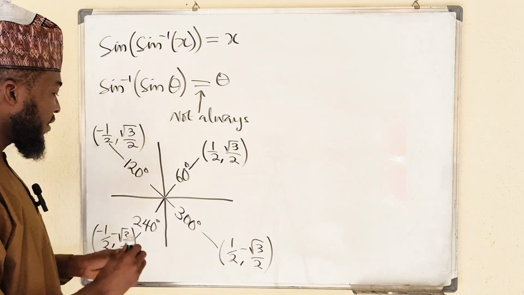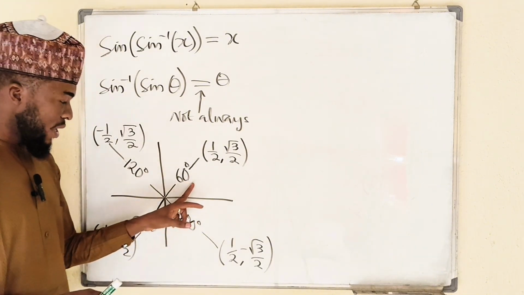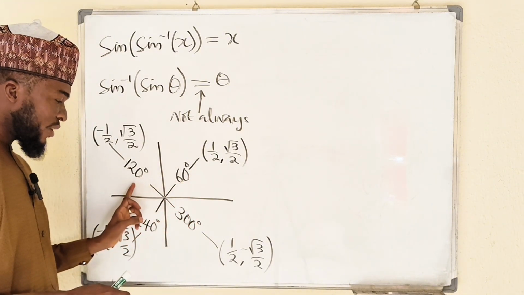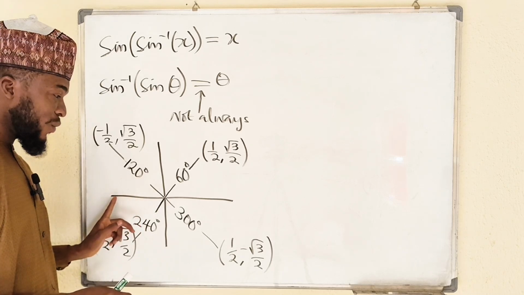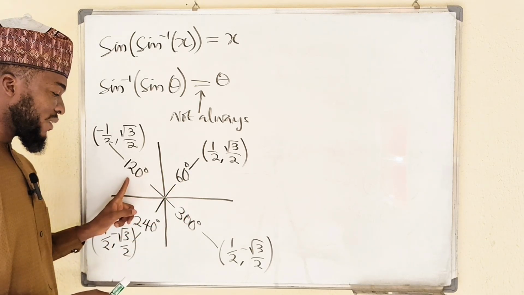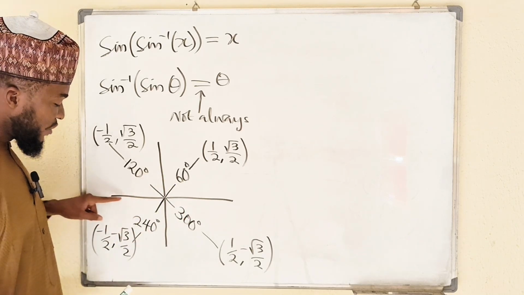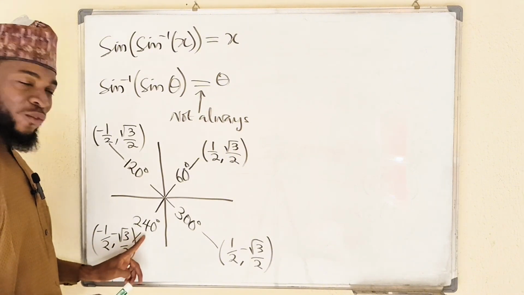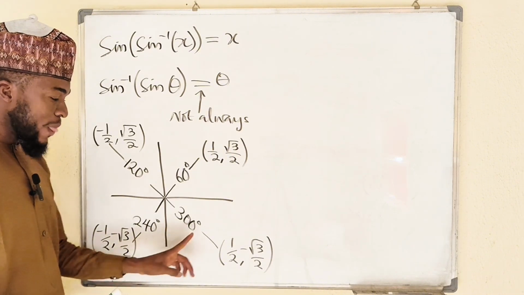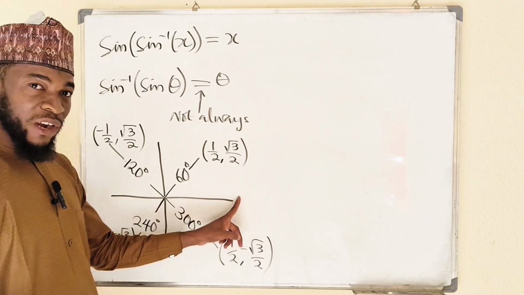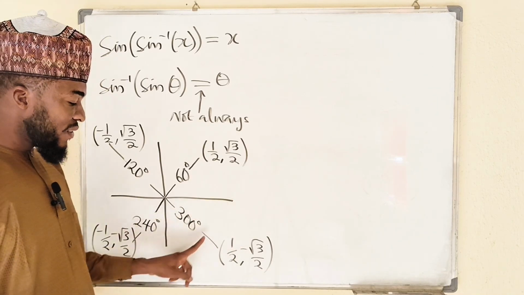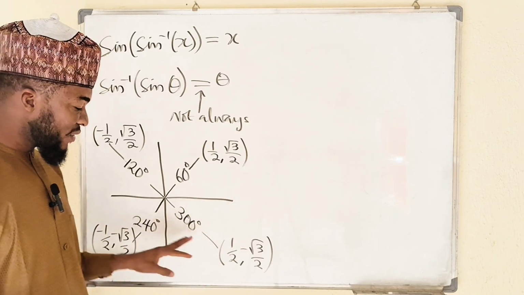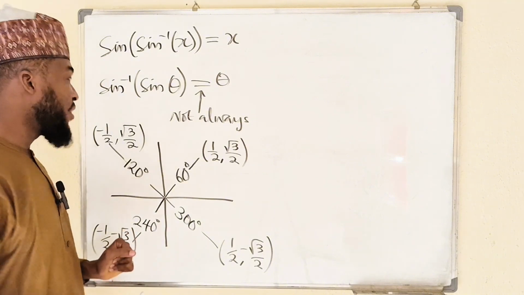How do I find all these angles? I started with this one. I know that in the second quadrant, it will be 60 less than 180. 180 minus 60 will give us 120. In the third quadrant, this is 180 degrees, right? We are adding 60 extra to get to 240. And once you are here, you know this is 360 degrees. This is 60 less than 360, so it will be 300 degrees.